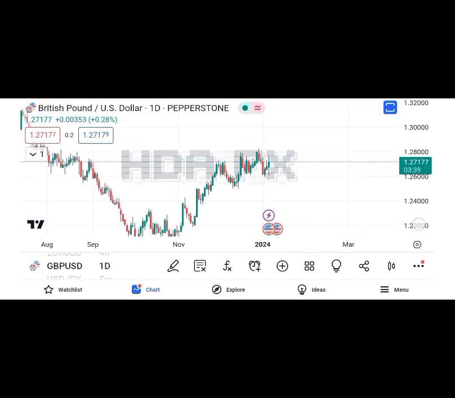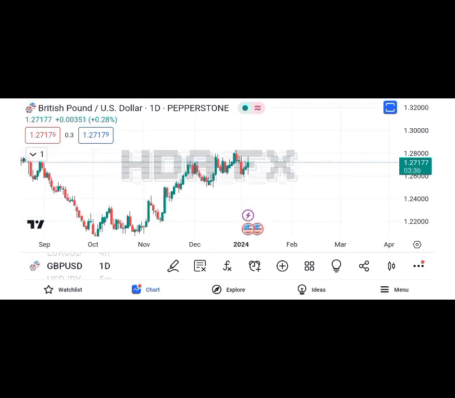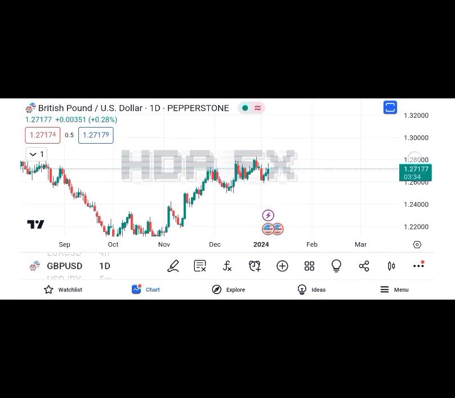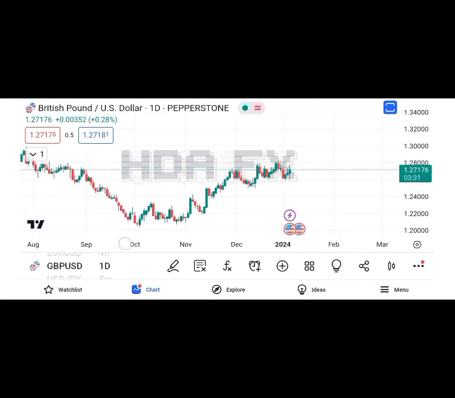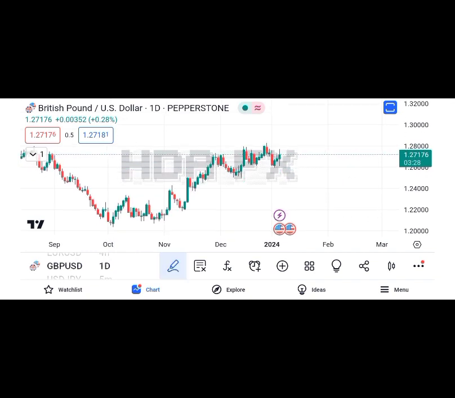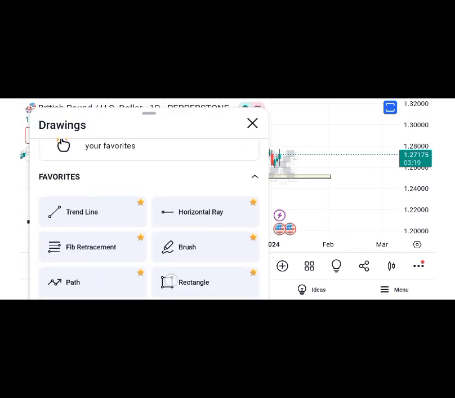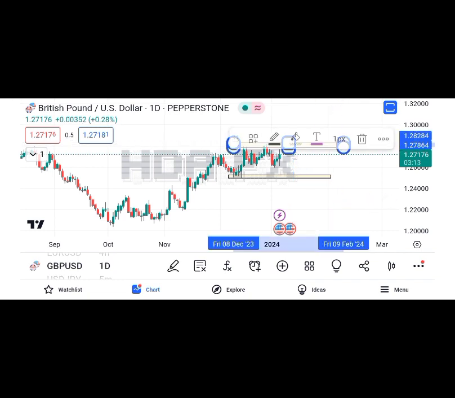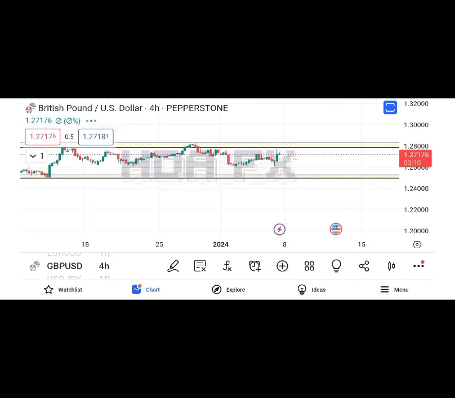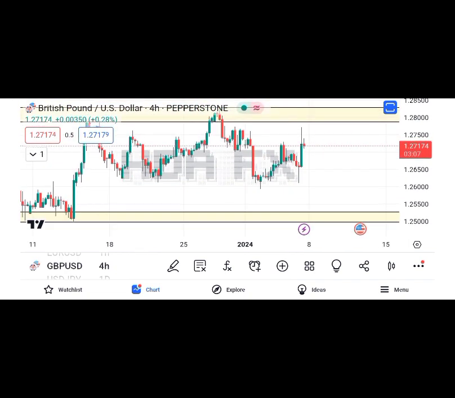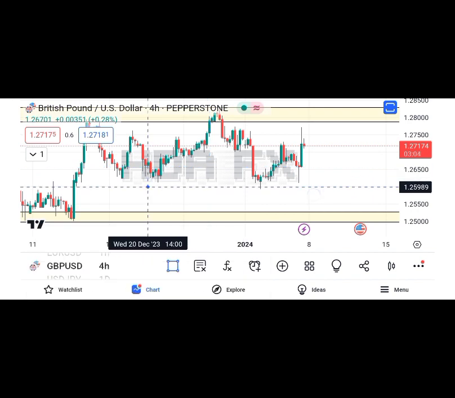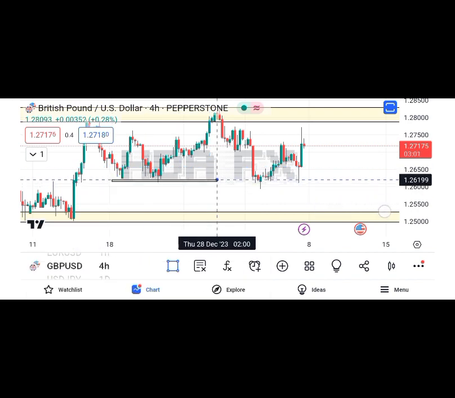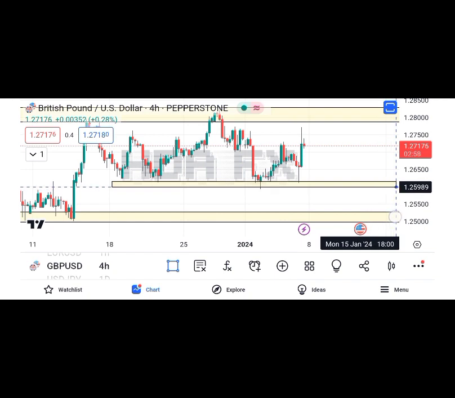The next pair we'll be looking at is GBP/USD, and we can see that GBP/USD is also bullish. So we'll be looking for buying signals on GBP/USD. On this pair, we have this key zone here, and we also have another key zone here, and another beautiful key zone here. Let's move down to the 4-hour time frame. Moving down to the 4-hour time frame, we can see that we have another key zone here, and another here.